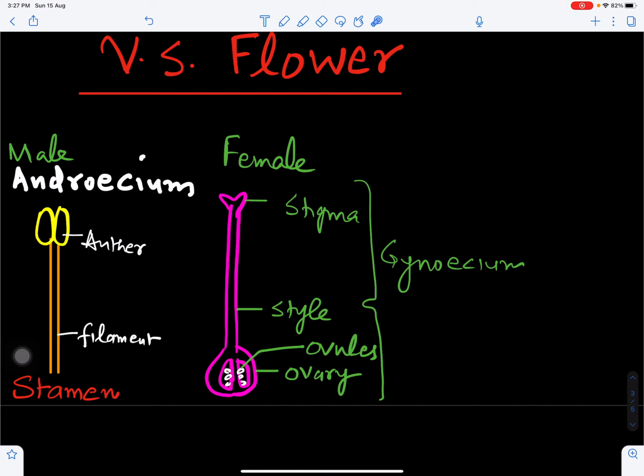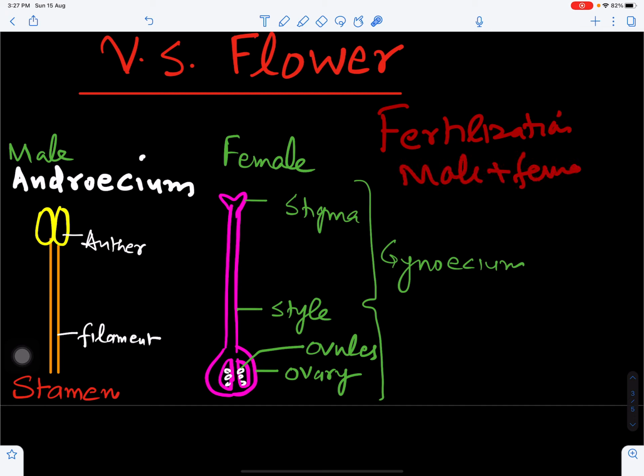Fertilization will take place. What is fertilization? Fusion of male and female gamete. This is called fertilization. Later on, this ovule ripens to form seeds.